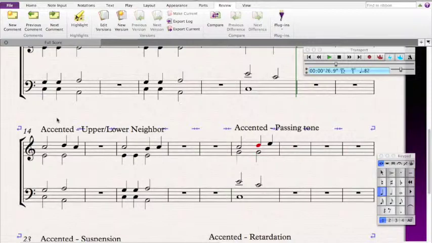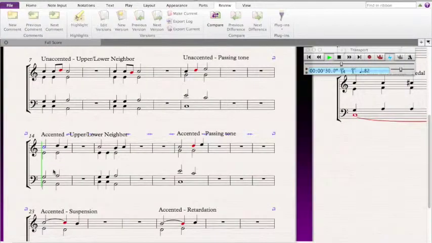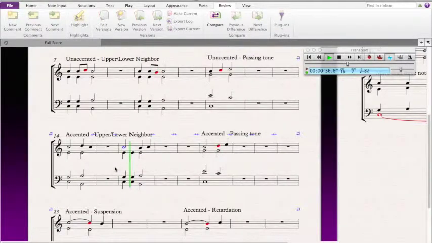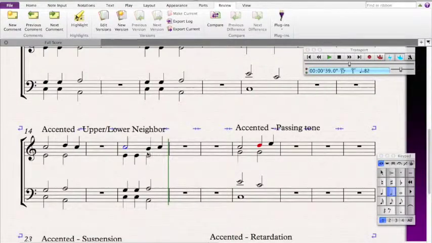So why don't we hear what an accented upper neighbor sounds like? Cool. Now let's hear what an accented lower neighbor sounds like. It puts a little bit more stress on the non-chord tone because, again, it's accented, so it's harder to miss. Now we have the accented passing tone. Let's hear what that sounds like.